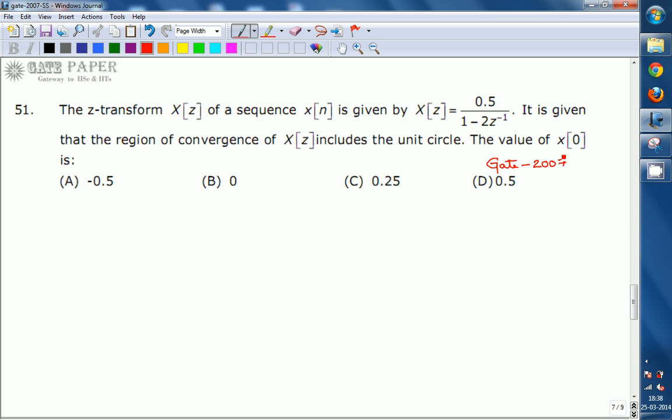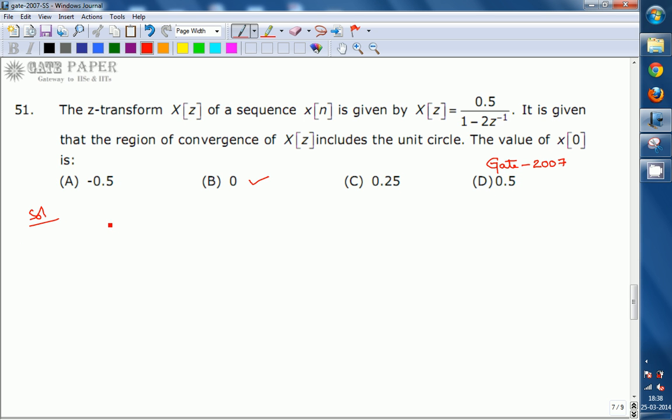Then we need to find the value of x(0). Here the answer is that the x(0) value is 0. Now we will see the solution: how we get the x(0) value as 0.